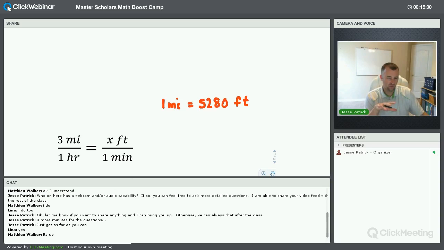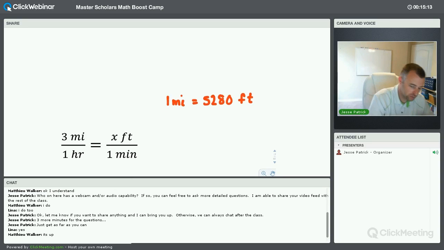If it's one that's kind of hard to learn, like how many kilometers are in a mile or something like that, they'll give that to you. Otherwise, if it's one that you're supposed to know, you just got to know it. Okay, so 1 mile is 5,280 feet.